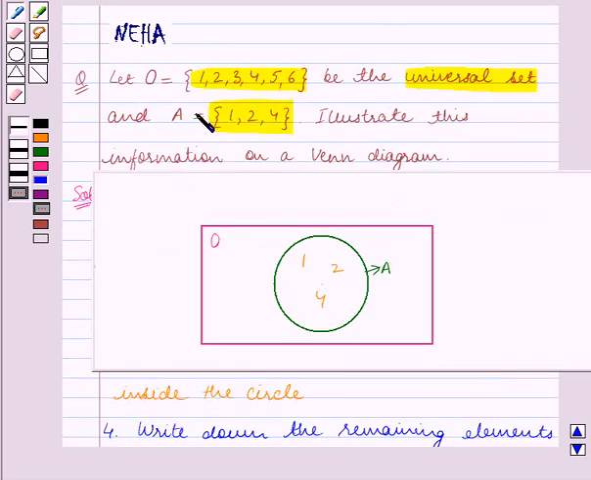We can see that the remaining elements of the set O, which are not in set A, that is, elements other than the elements 1, 2 and 4, are 3, 5 and 6. So we write down these remaining elements in this portion outside the circle but inside this rectangle.